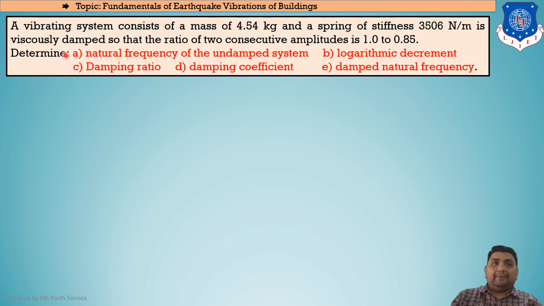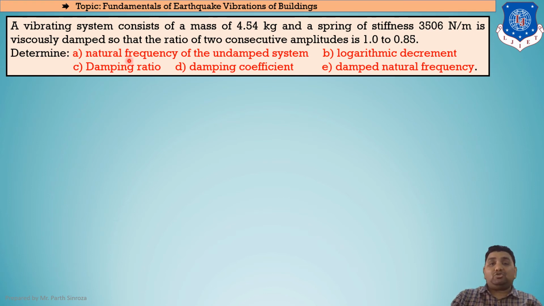The question here is, a vibrating system consists of a mass of 4.54 kg and a spring stiffness of 3506 Newton per meter, and is viscously damped so that the ratio of two consecutive amplitudes is 1.0 to 0.85. That means 1.0 is our x1 and 0.85 is our consecutive second amplitude, that means x2. Clear?